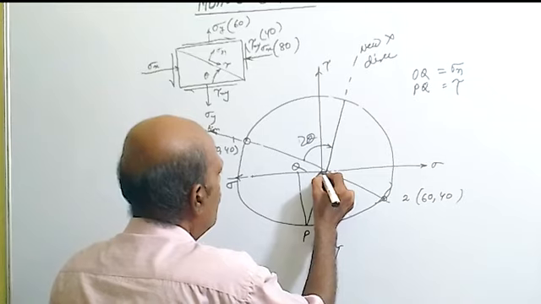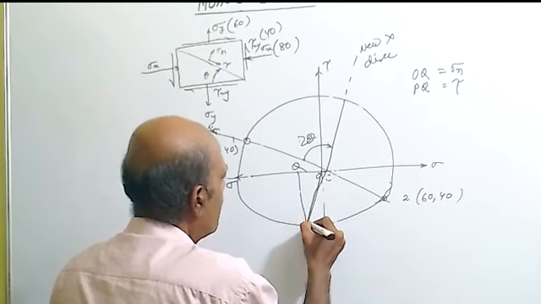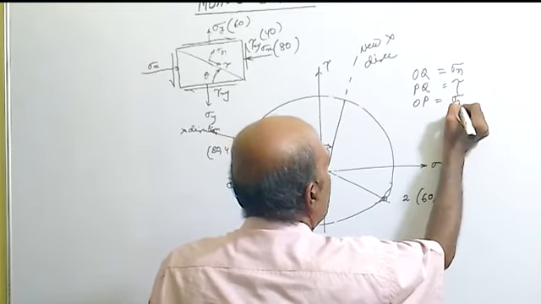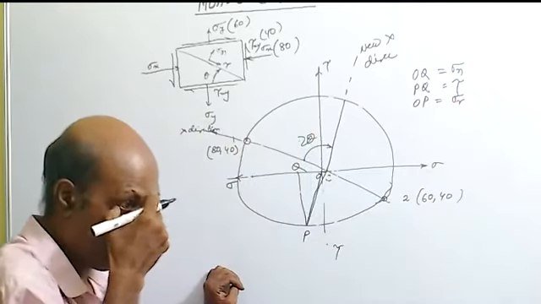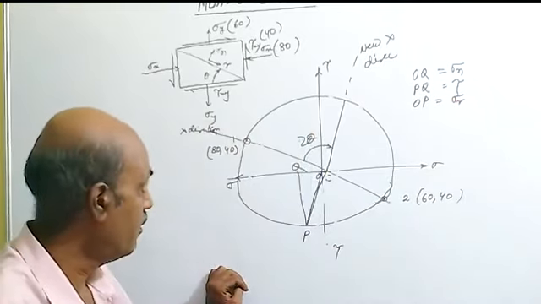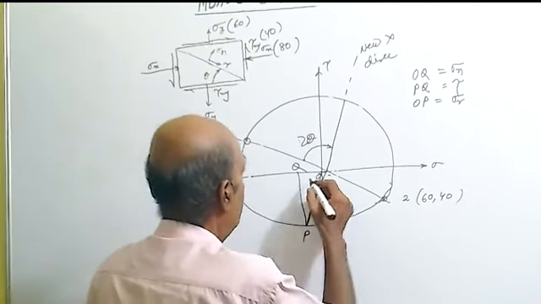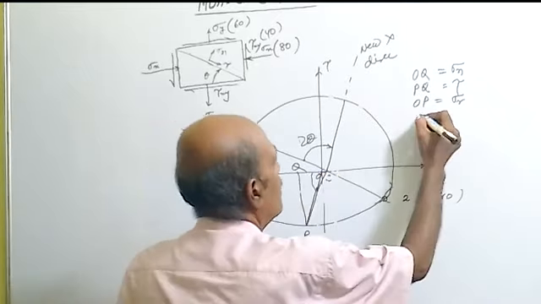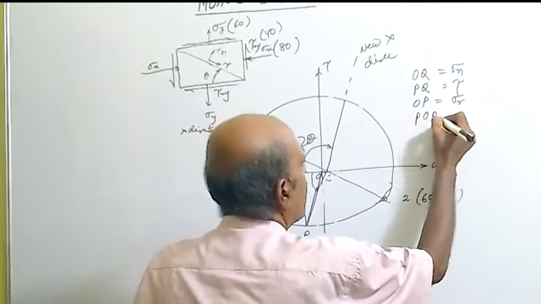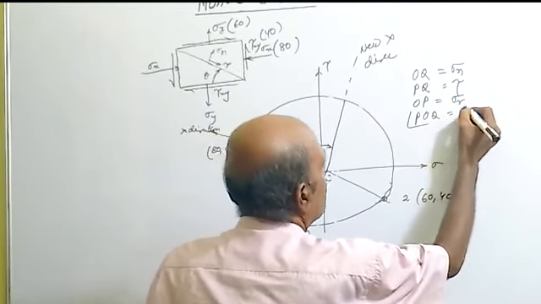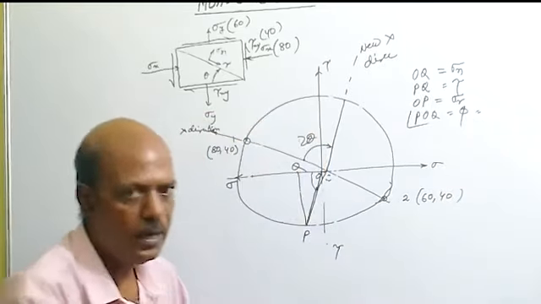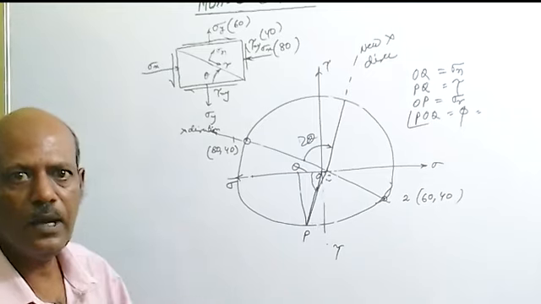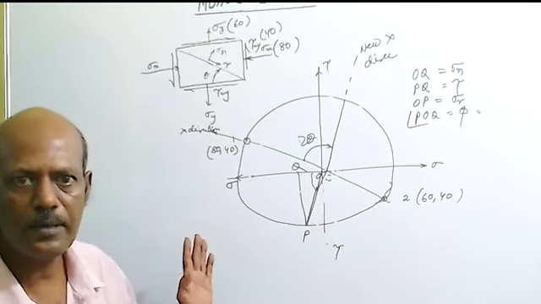Then join O to P. So OP will give you the sigma R value, that is the resultant stress acting on that inclined plane, and measure this angle, that is POQ angle. Say this angle is phi, this is the angle of obliquity. Okay, this is all about the Mohr circle.